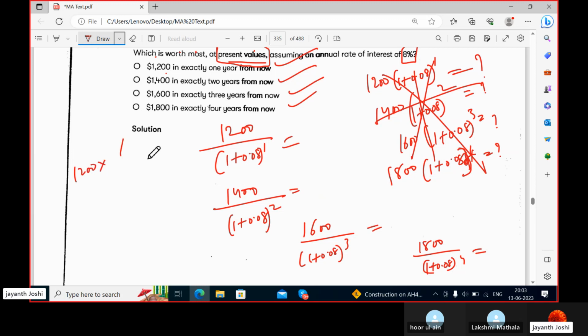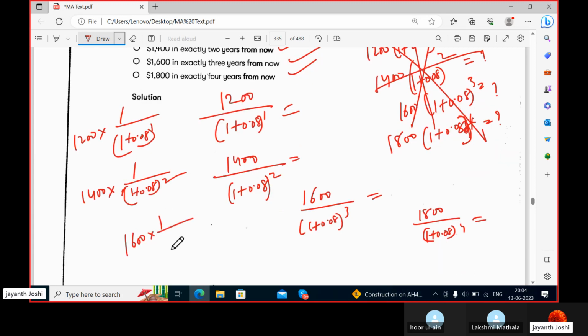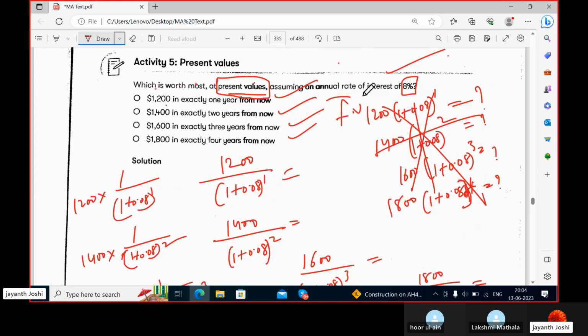That means 1200 into 1 by, we go like this. Sorry, if I convert this question as future value, then you can do this. In future value, you have to compound. In present value, you have to discount. Okay. So don't worry, I'll write the answers here.